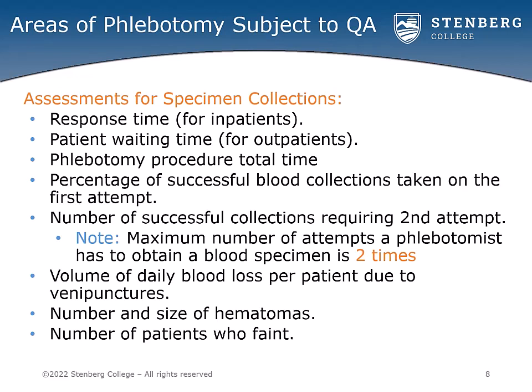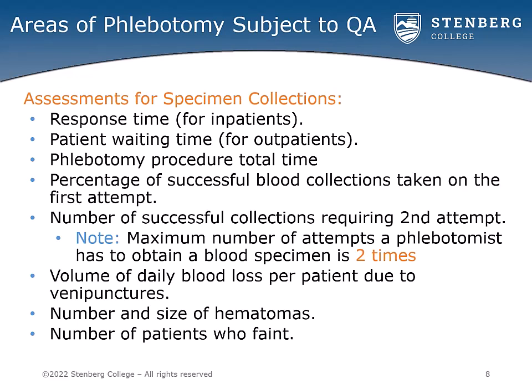There are many areas of phlebotomy that are subject to quality assurance, areas that are monitored to prevent future problems. These include our response time for inpatients in a hospital setting, patient waiting time for outpatients, the total time required for completion of the phlebotomy procedure, the percentage of successful blood collections taken on the first attempt, the number of successful collections requiring a second attempt. Note that the maximum number of attempts a phlebotomist has to obtain a blood specimen is 2 times.